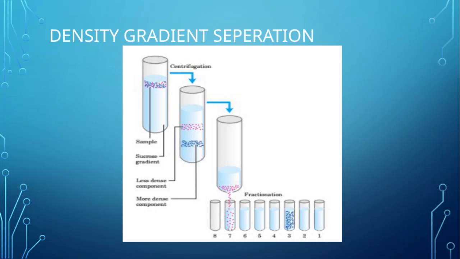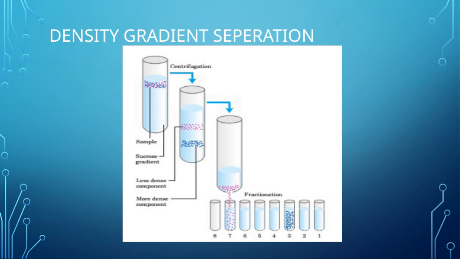Density gradient separation is a fascinating technique that allows us to separate components based on their density differences. Essentially, we create a gradient, usually with a substance like sucrose or cesium chloride, where the density gradually changes from one end to the other. When we spin our sample through this gradient in a centrifuge, each particle moves to the point where its density matches that of the surrounding medium.